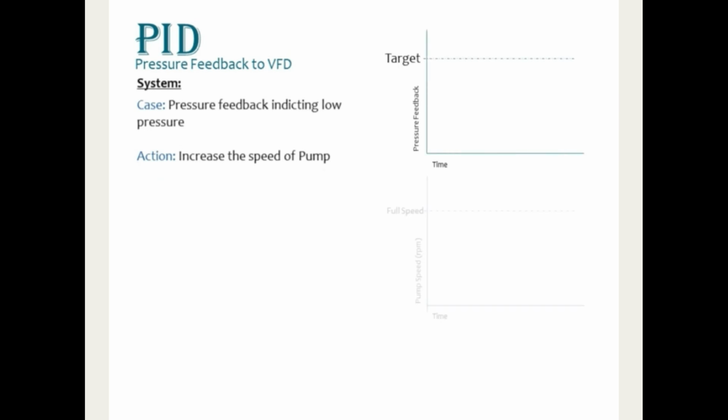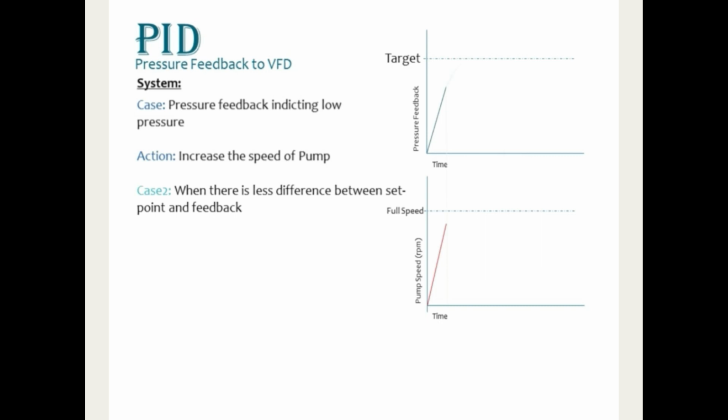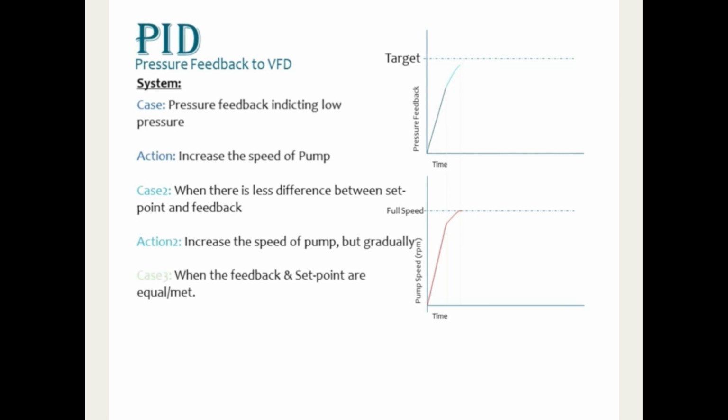We have case 1. When the feedback indicates low pressure, then the action will be to increase the speed swiftly. Case 2 will be when there is less difference between the set point and the feedback. However, still the feedback is indicating it didn't reach the target and it is still lower than the target. So the action will be to increase the speed, but this time gradually. In case 3, when the feedback and the set point are equal or they met, then the action of VFD will be to keep the same speed so that the system maintains the same level.